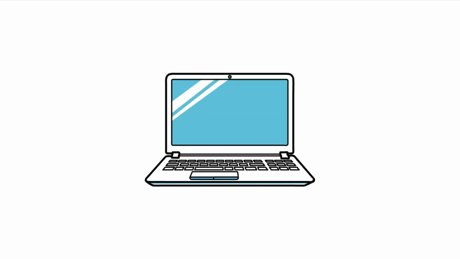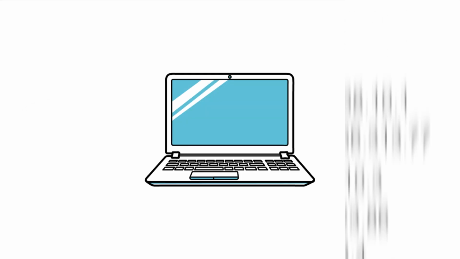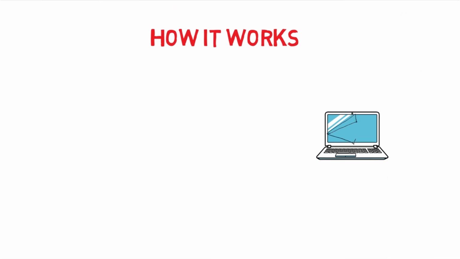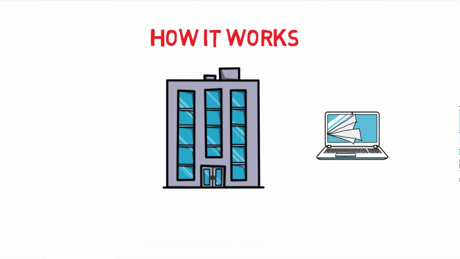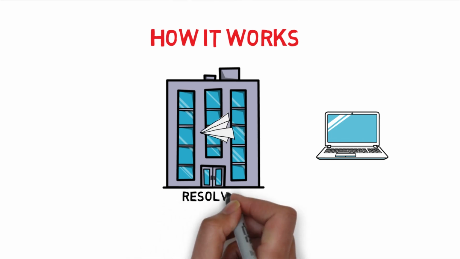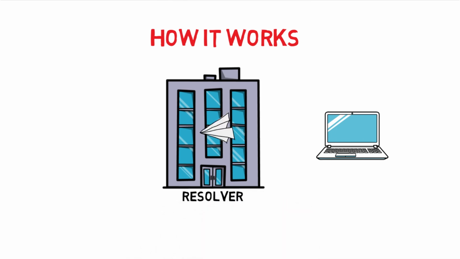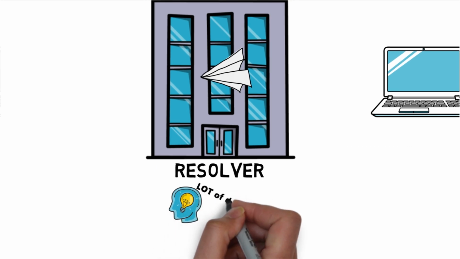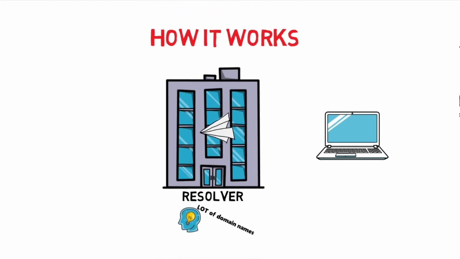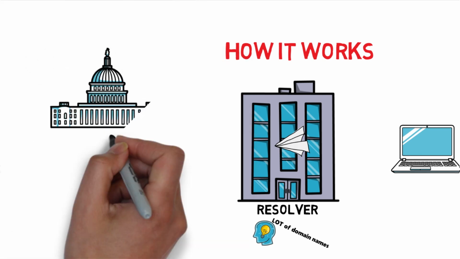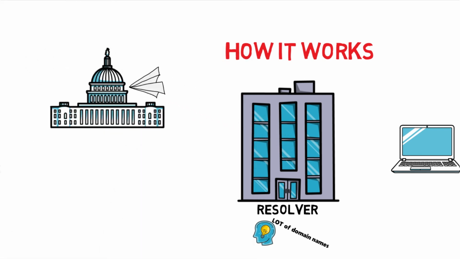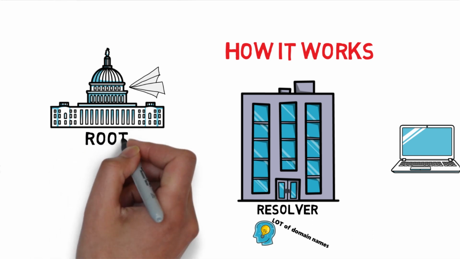When you search for the website youtube.com in your browser, your web browser or operating system will try to resolve the IP in its own cache memory. And if it can't find the IP address, then it will send a query to the resolver server, which is your ISP server that has bigger memory for domain names. If even the resolver server can't find the IP, it will send the query to the root server.